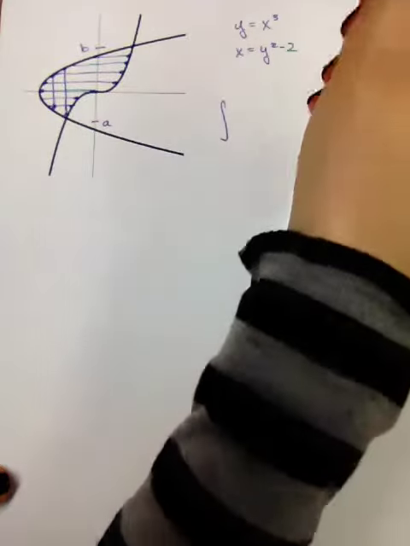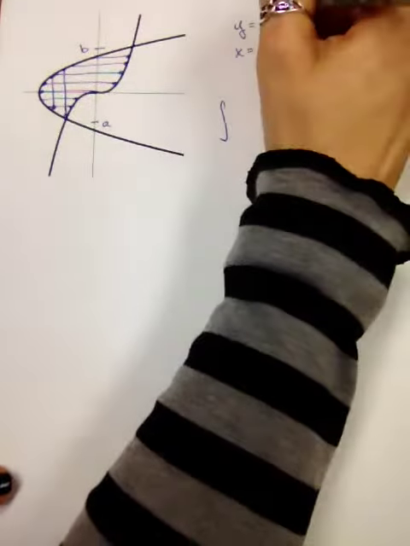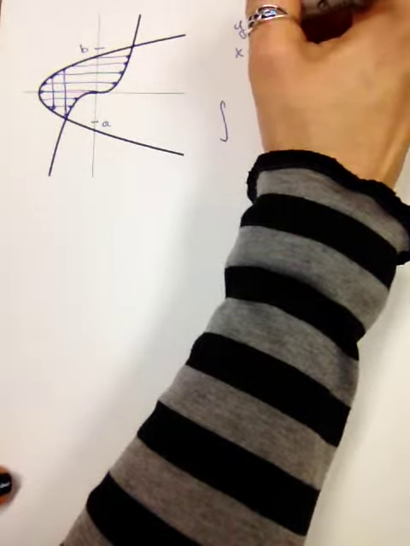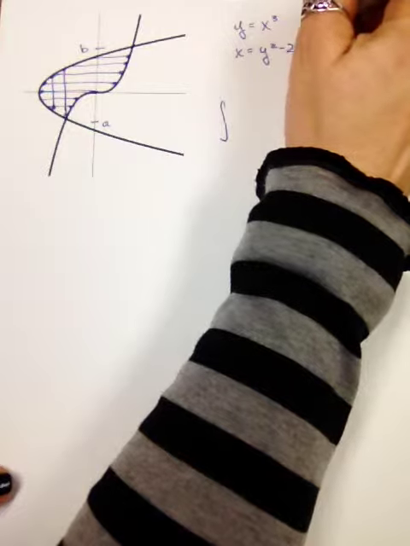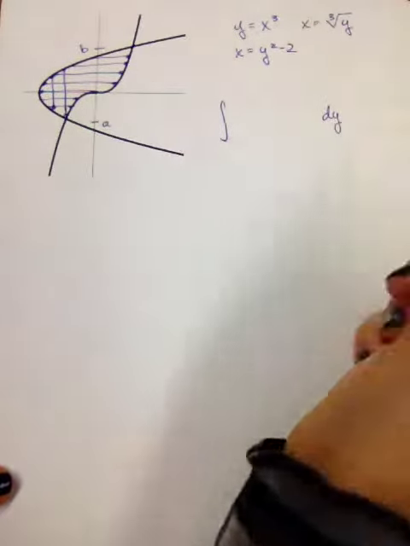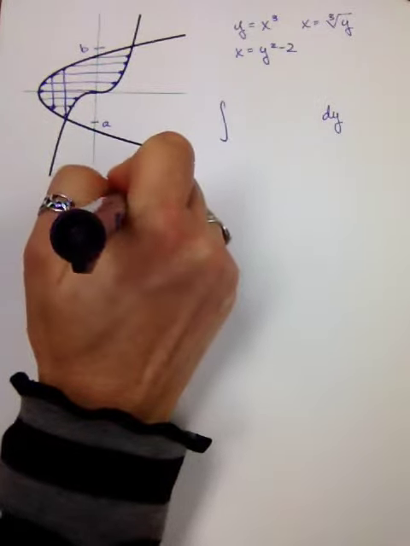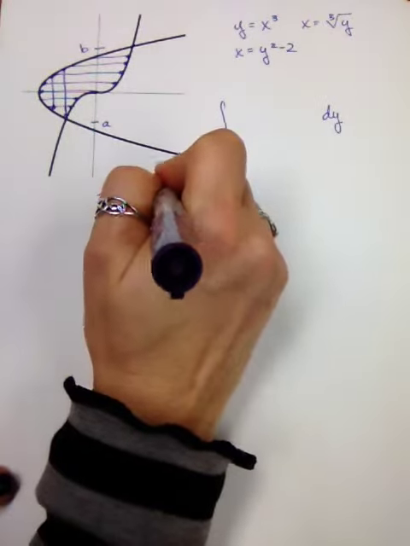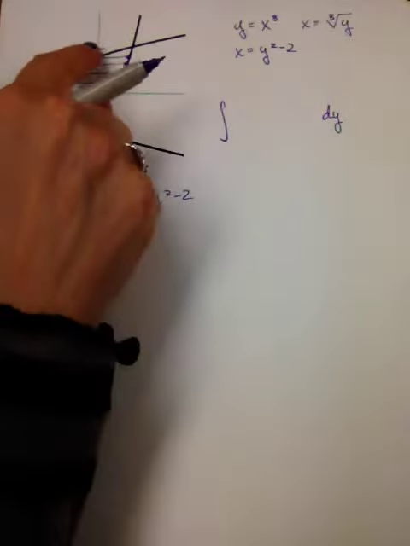So what I'm going to do right now, and I know I need to do this anyway because this is a dy, is solve this and make it x equals instead of y equals. So I know x equals the cube root of y. So if I wanted to find my limits of integration, I would set the cube root of y equal to y squared minus 2 and solve that. Once I've done that, I can actually figure out what these values are.